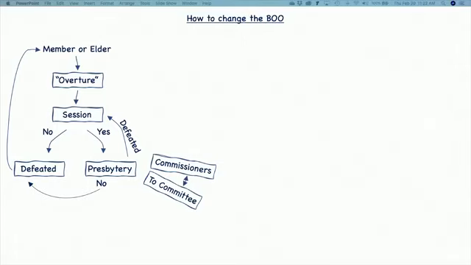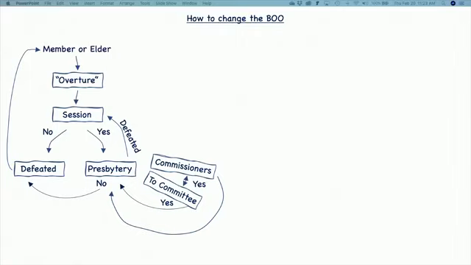If it's a no, it goes back to the presbytery with no. Presbytery takes it, it's defeated, it goes back to the session, and then it ends up going back to the elder or the member that presented it. So it just reverses its chain. But if they say yes, it then goes to the presbytery to vote. All right? The presbytery then has to vote.